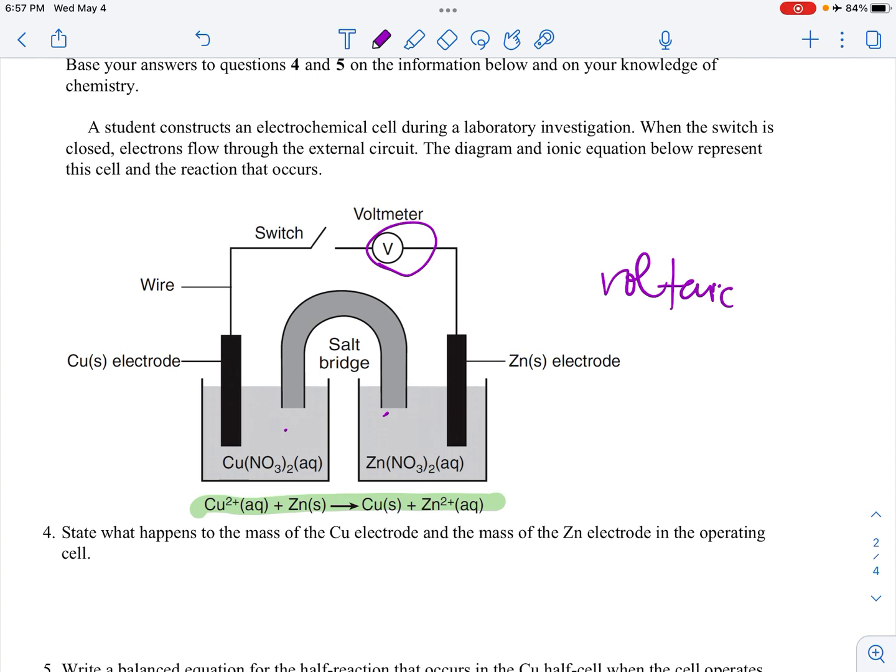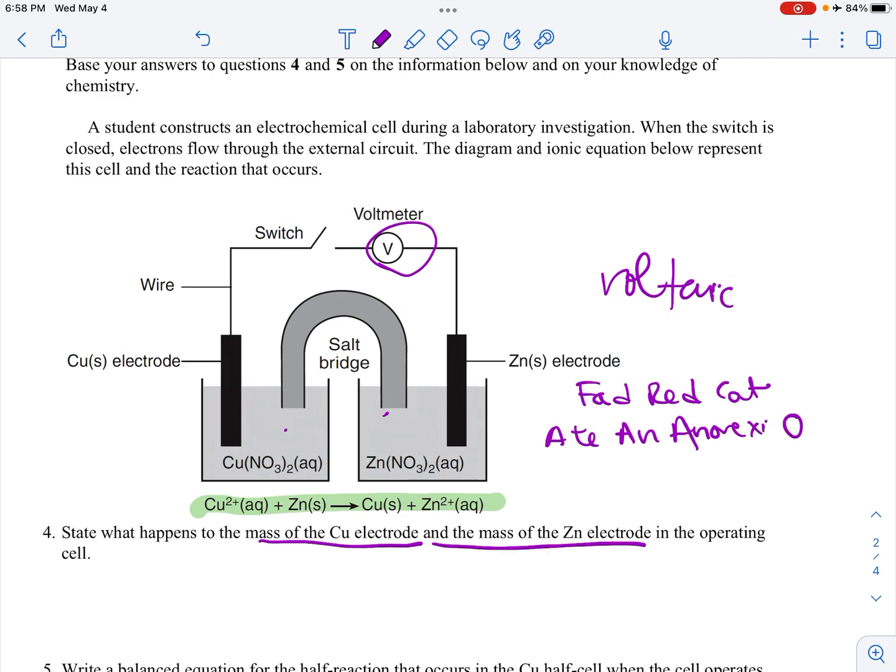State what happens to the mass of the Cu electrode and the mass of the zinc electrode in the operating cell. So you have to talk about both. I guess we need to figure out who is the anode and who is the cathode. So don't forget the fat red cat, and anorexic ox. The cathode is where reduction occurs, and it gets larger, and oxidation occurs at the anode, and it gets smaller.